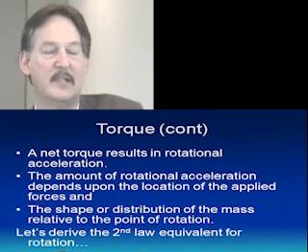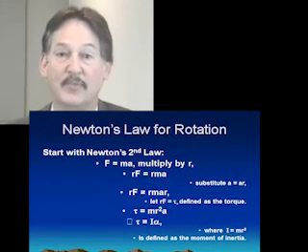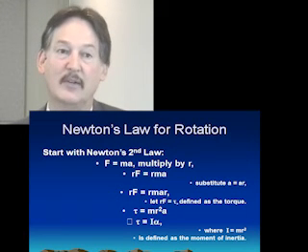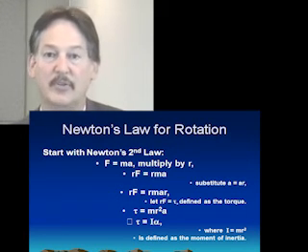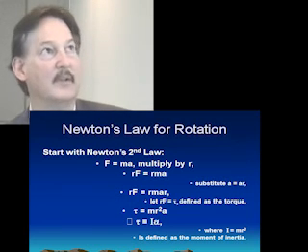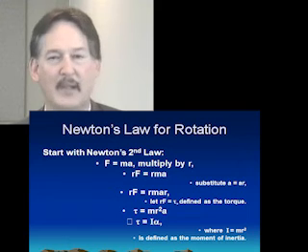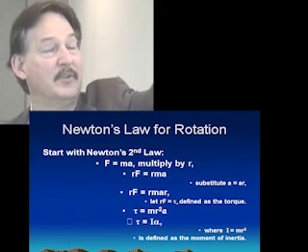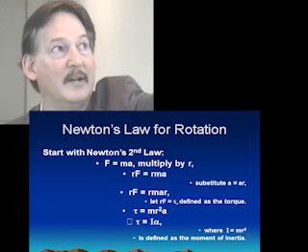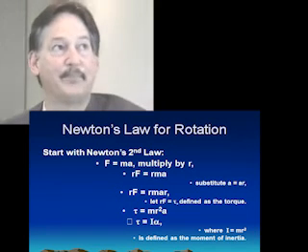Let's derive a second law equivalent for rotation that we can use, just like we used in linear motion. We had F equals ma. We want an equation that now relates the rotational influence to the rotational effect. And to do that, we'll start with Newton's second law, because we know this equation is a valid equation. Now we'll manipulate this a little bit. If we start with this equation, F equals ma, and let's multiply both sides by r. So we get an r times the F and an r times the ma term.